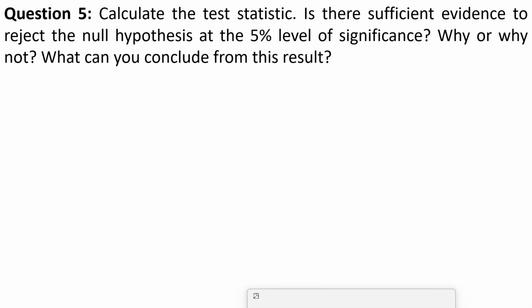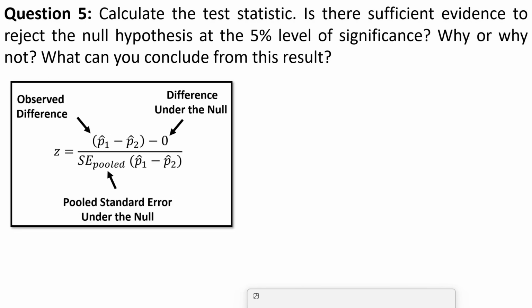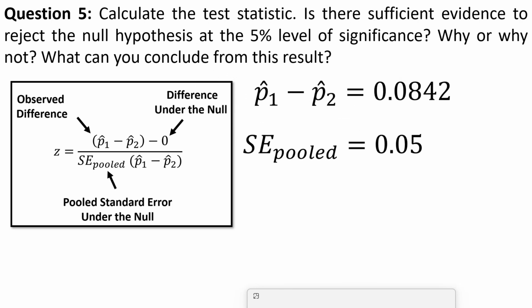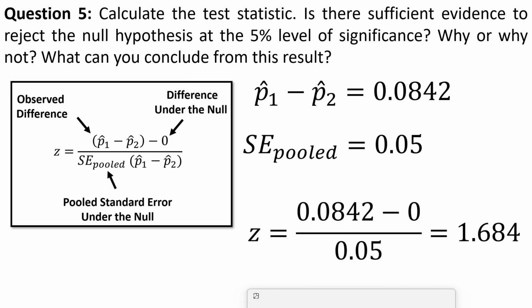Okay, so now we're going to calculate the test statistic. No problems there. We're going to compare the observed difference, p1 hat minus p2 hat, that's our point estimate, minus the mean value under the null, and divided by the measure of uncertainty, the pooled standard error. So just to remind ourselves, this is our point estimate, 0.0842. There's our pooled standard error. And so we get a test statistic of 1.684.